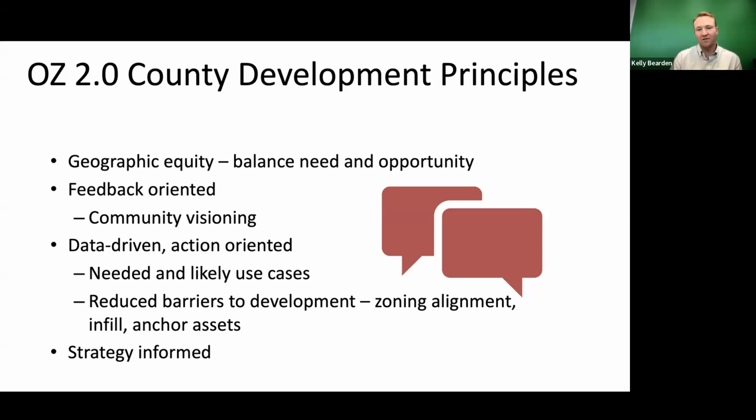Through that data-driven, action-oriented process, we're looking at zones that have reduced barriers to development. This is a 10-year horizon on this project. And so we are broadly looking towards zones that have zoning alignment already, that have infill available, and that have anchor assets, such as airports. And then again, this is strategy informed, and I'm going to be getting into that in just a moment.